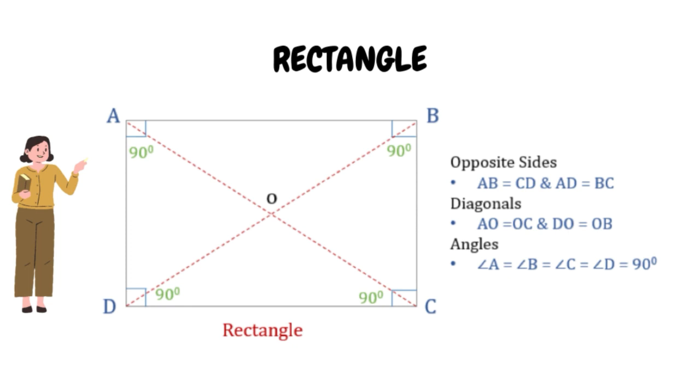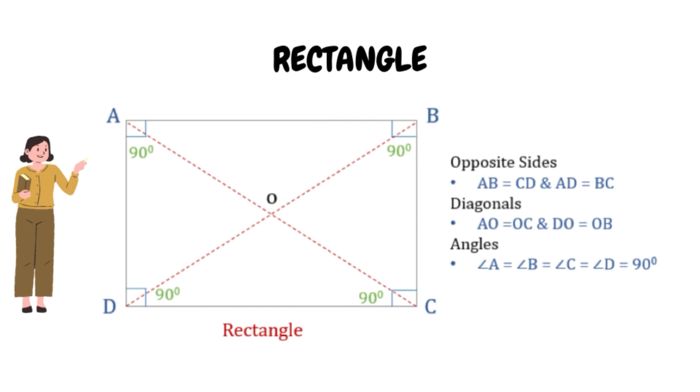Next we have rectangle. Rectangle is also a 2D figure. It is a kind of quadrilateral, so it has four sides. An important property of a rectangle is that the opposite sides of a rectangle are parallel and equal. So in the given figure, side AB is parallel to CD and AB is also equal to CD. Similarly, side AD is parallel to BC and side AD is equal to BC.